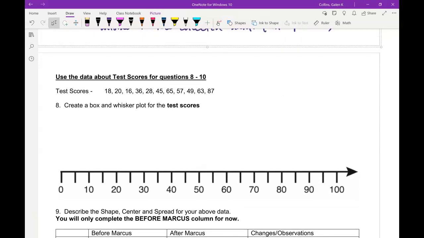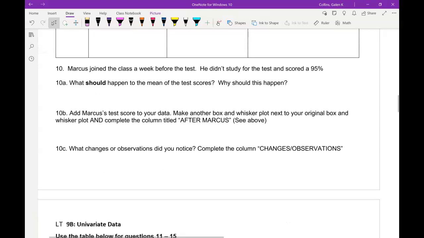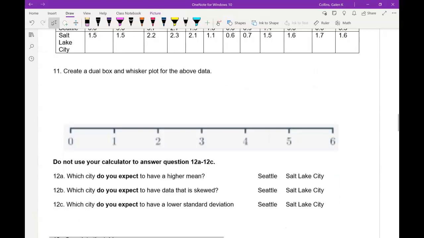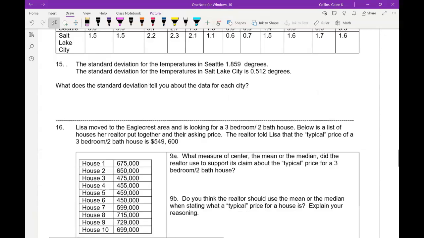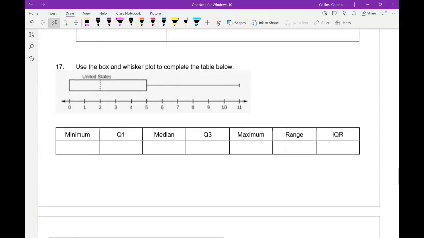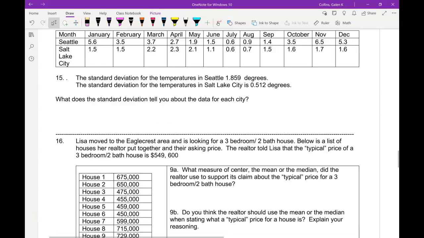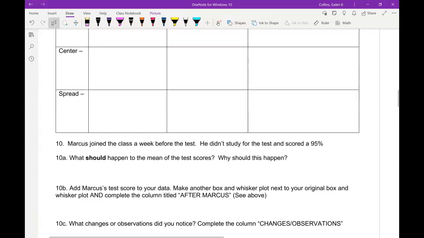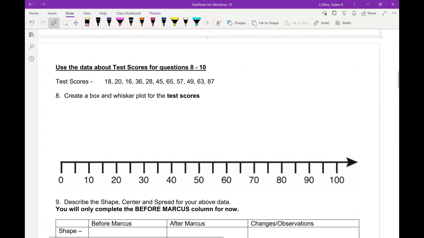And something that we do when we make a box and whisker plot, and I'm pointing this out because we're asked to do this later on somewhere else in the study guide, down here in question 17, we do what's called the 5-number summary. The 5-number summary is where we identify the minimum of the data, the maximum of the data, the median of the data, our first quartile, and our third quartile.